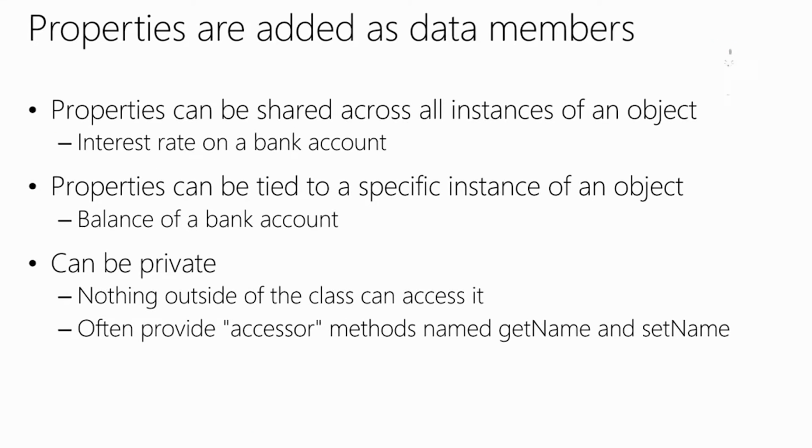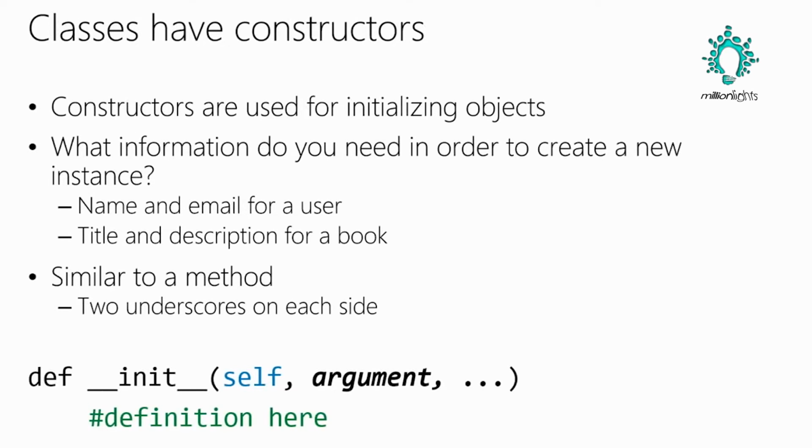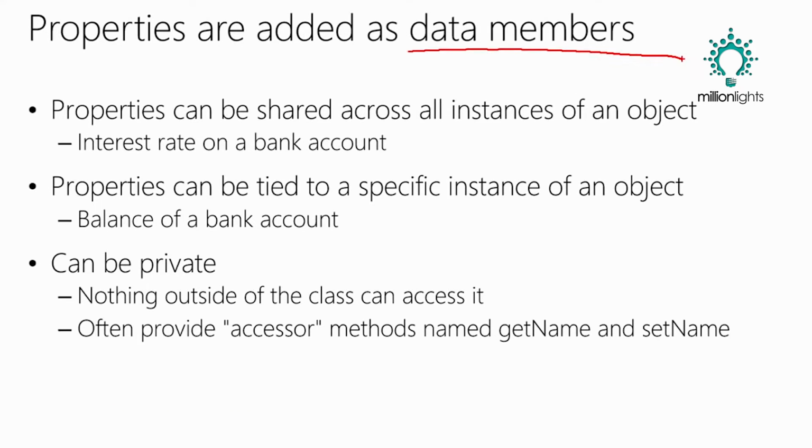You can then add properties on by just simply adding them in as data members. Let's zoom it back. So you can actually set this up in two ways. You can create properties that are going to be shared across all instances. So for example, an interest rate.